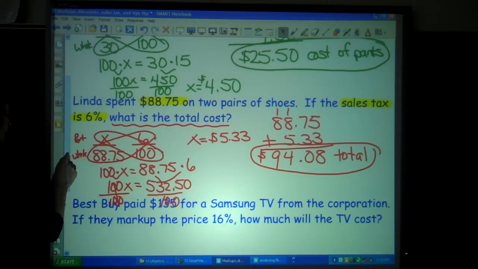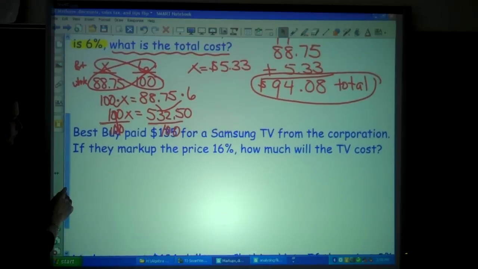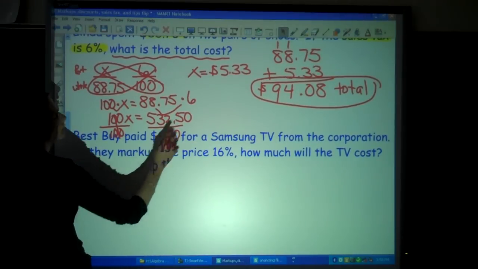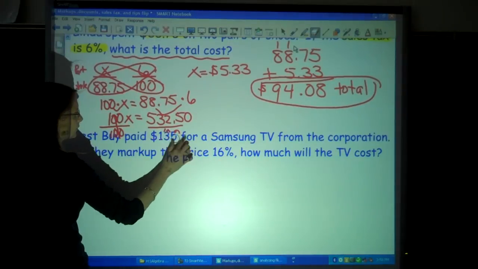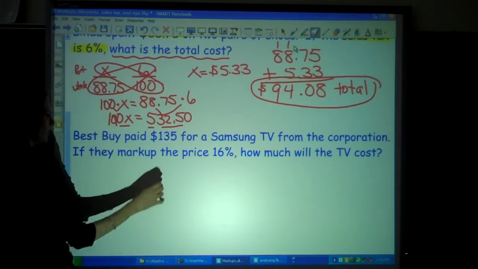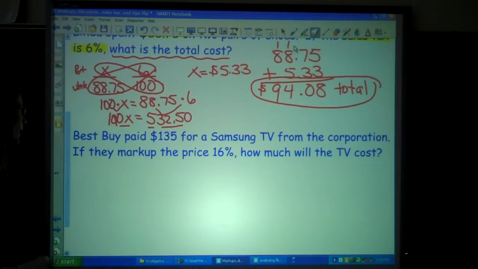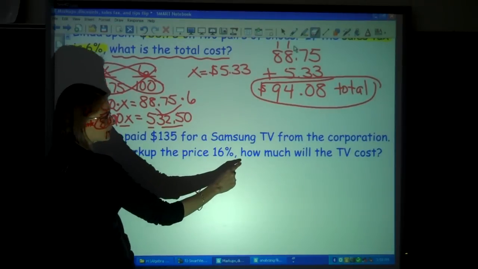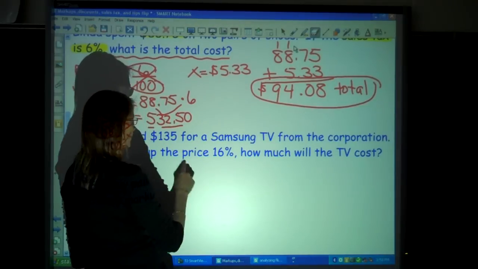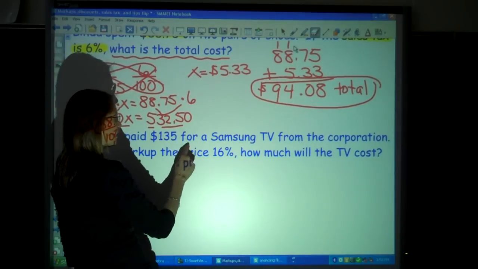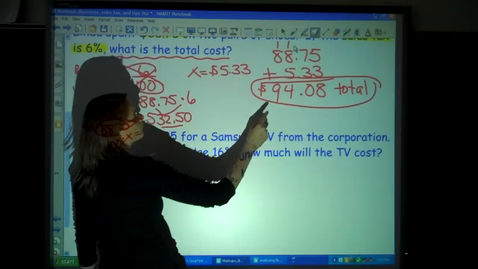Let's go down to our next example. And I'm going to erase this just a little bit because I went down into it. And I'm going to read my problem. It says, Best Buy paid $135 for a Samsung TV from the corporation. If they mark up the price 16%, how much will the TV cost? And that means, what am I going to pay? They only paid $135, but they want to make some money, so they're going to mark up the price.